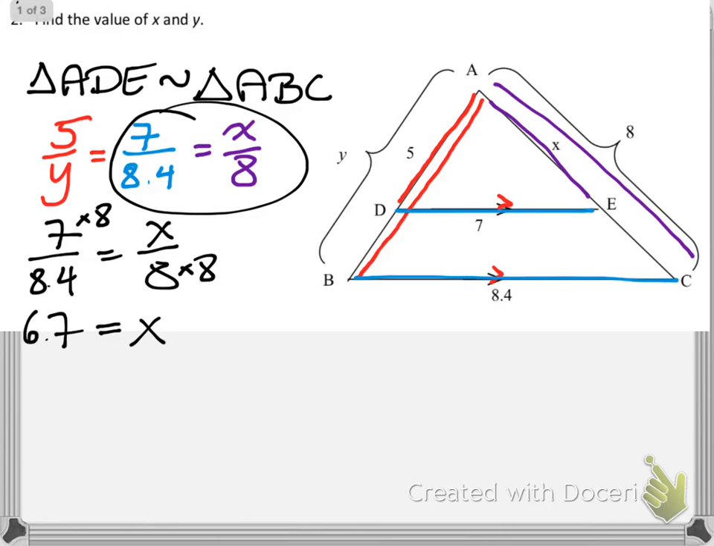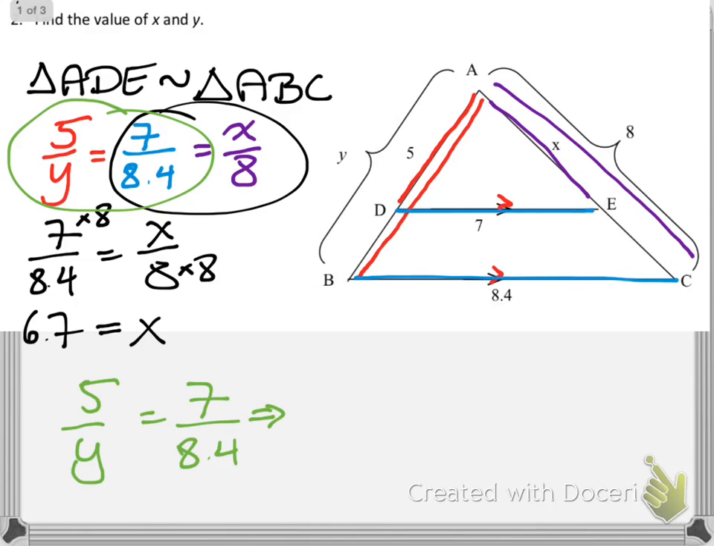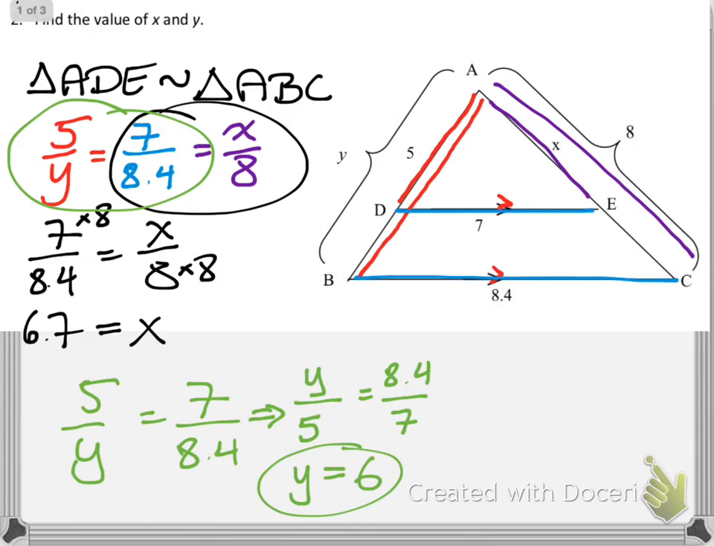And then we can say, well, we still need y, so let's look at that other ratio. And we have the variable on the bottom, and we don't like that. We want the variable on top, so we can flip everything. So take the reciprocal of both sides, and now we can multiply both sides by 5 and end up with the fact that y equals 6.